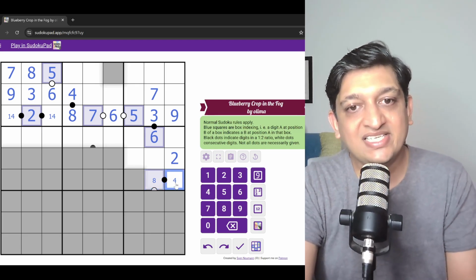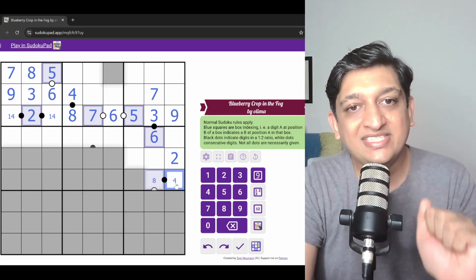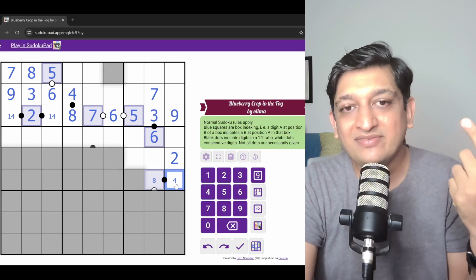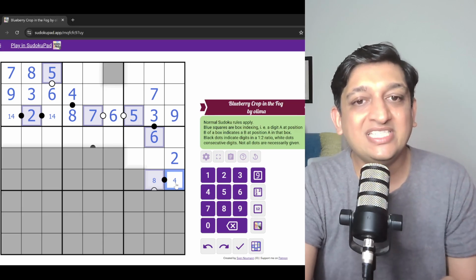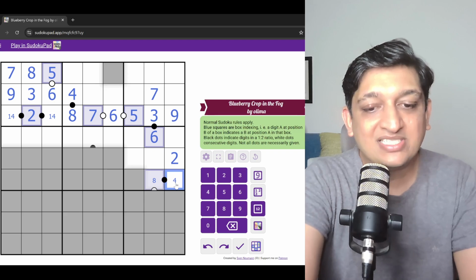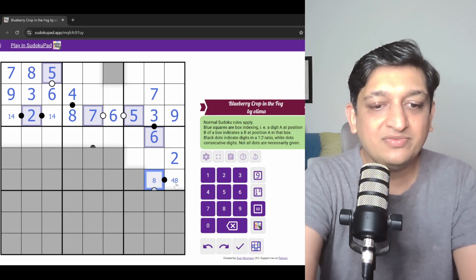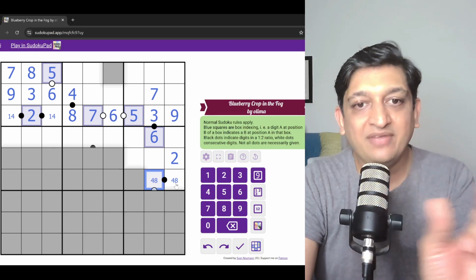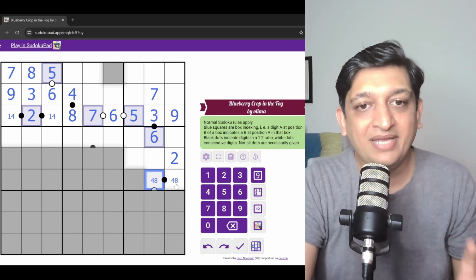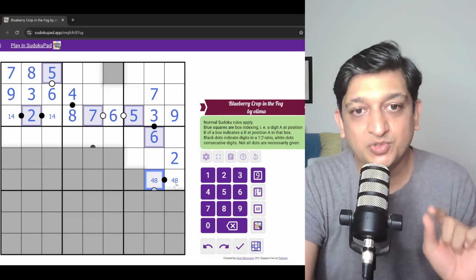What if this is 5? Not possible. What if this is a 6? Again, not possible. What if this is a 7? Not possible. What if this box has an 8? If this box has an 8, then this box will have a 4 in it. And that's why we have this mandatory 4-8 pair here that is going to be present in these 2 boxes.